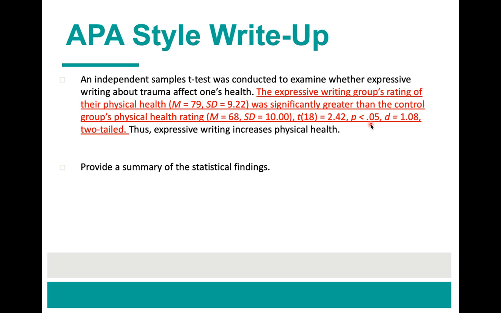P is less than 0.05 because we had a significant difference with an alpha of 0.05. And our Cohen's d was 1.08 with a two-tailed test. So that's our summary of statistical findings. We give both the descriptive statistics and what we call the inferential statistics, the t stats.